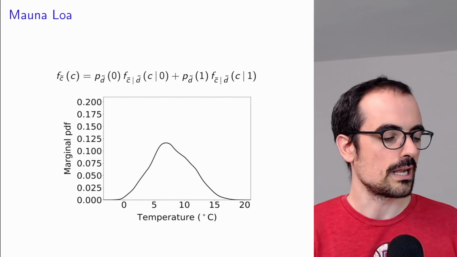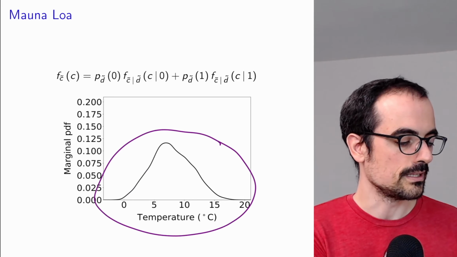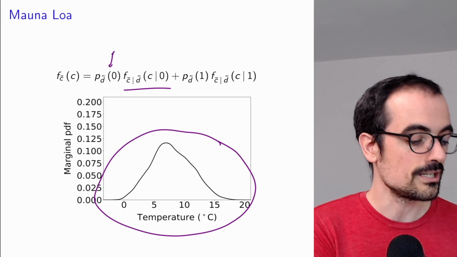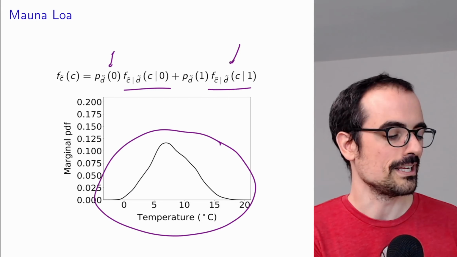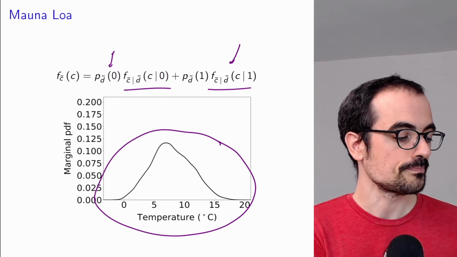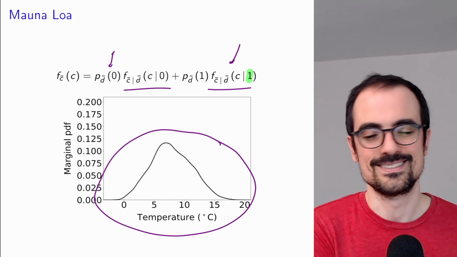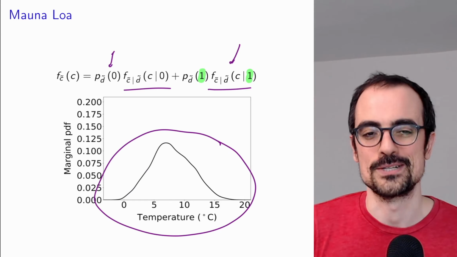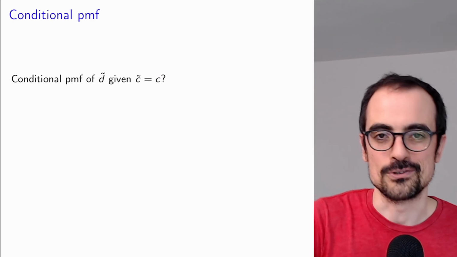What does this mean for Mauna Loa? If I want the distribution of the temperature, I can just take the conditional given no precipitation, multiply by the probability of no precipitation, and sum it to the conditional PDF given precipitation times the probability of precipitation. Sorry, at some point it gets a bit confusing. Hopefully I haven't confused you.